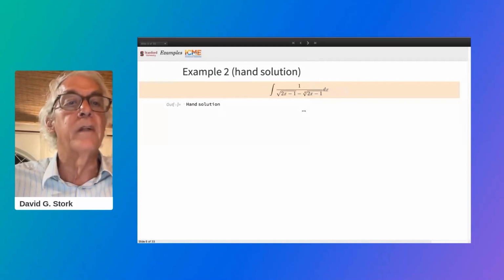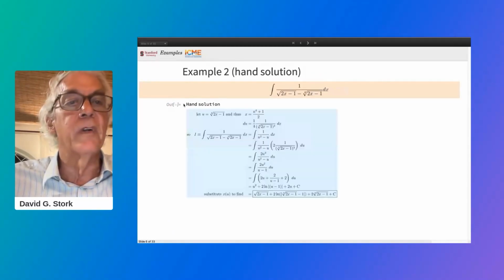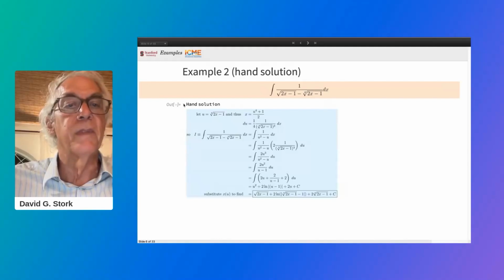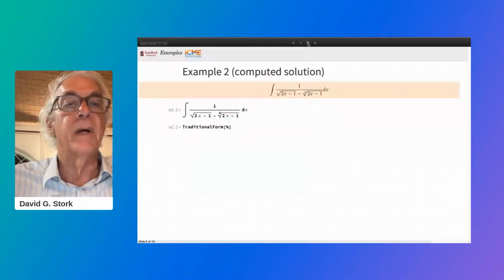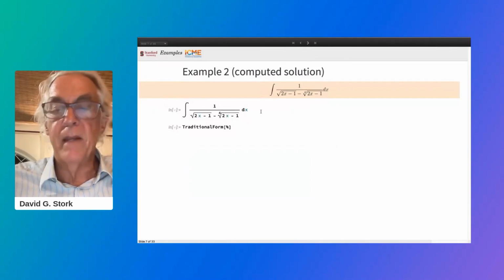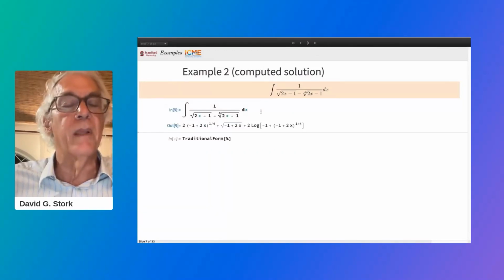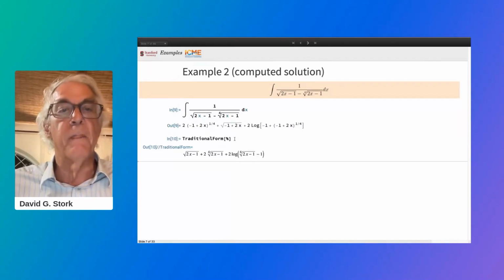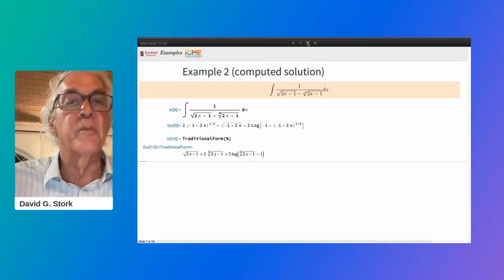Here's another one, just an integral. That's what you would learn in high school or maybe first year calculus at college. But here, using Mathematica, you just simply perform the integral. And here it is in traditional form so that we can see it in an easily legible form.